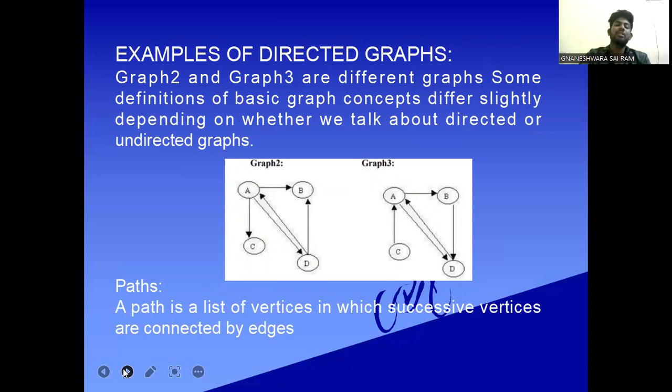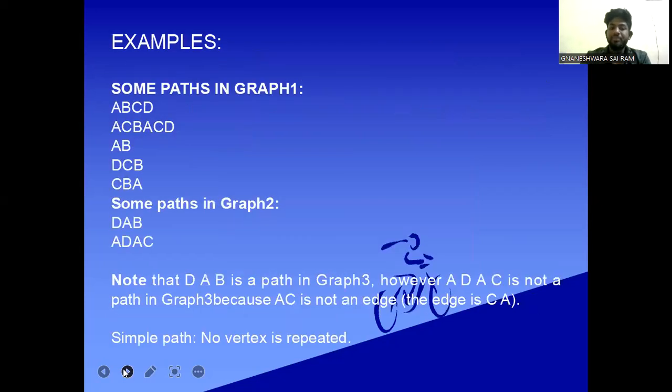Path. A path is a list of vertices in which successive vertices are connected by edges. Example: some paths in graph 1 are ABCD, AC, BACD, AB, DCB, CBA. Some paths in graph 2 are DAB, ADAC. DAB is a path in graph 3, however ADAC is not a path in graph 3 because AC is not an edge. The edge is CA. Simple path: no vertex is repeated, so that is called a simple path.